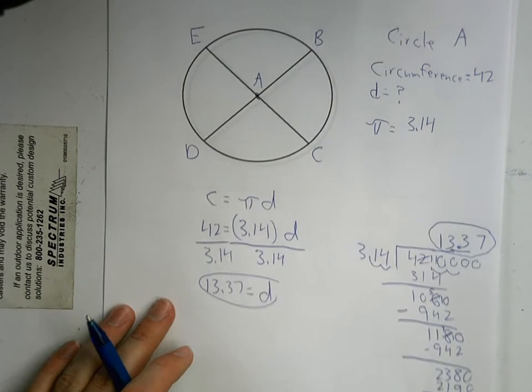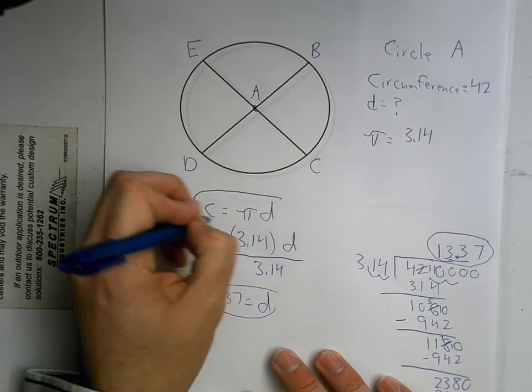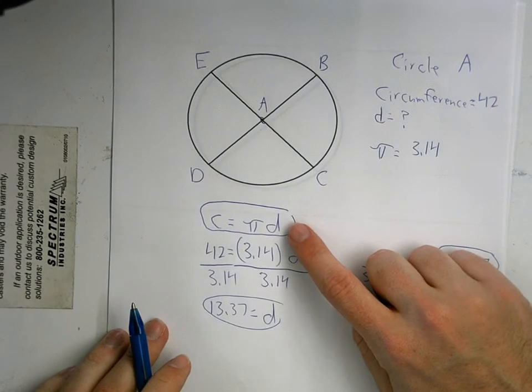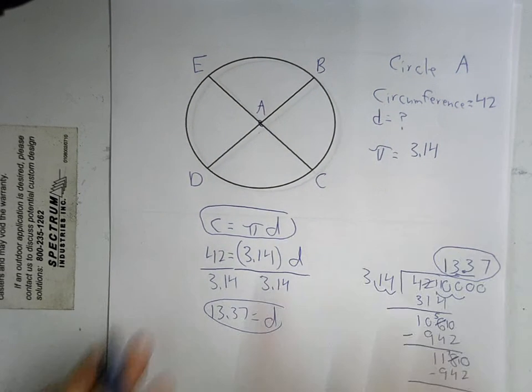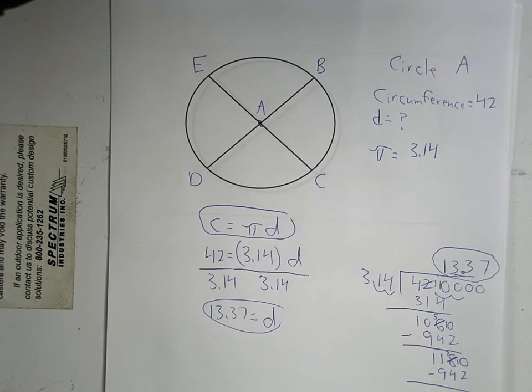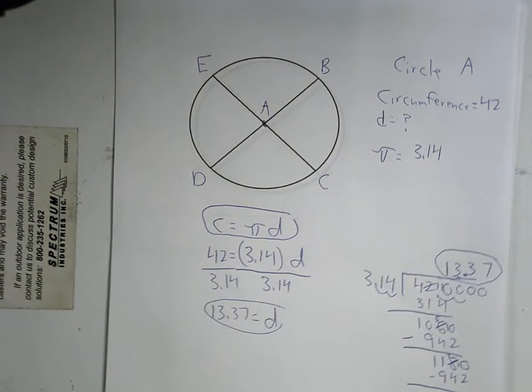So this is the formula you need to know. We need to know this one right here. If we know this, we can do all these types of problems. And it will tell you if we're going to use 3.14 or 22/7. Right?